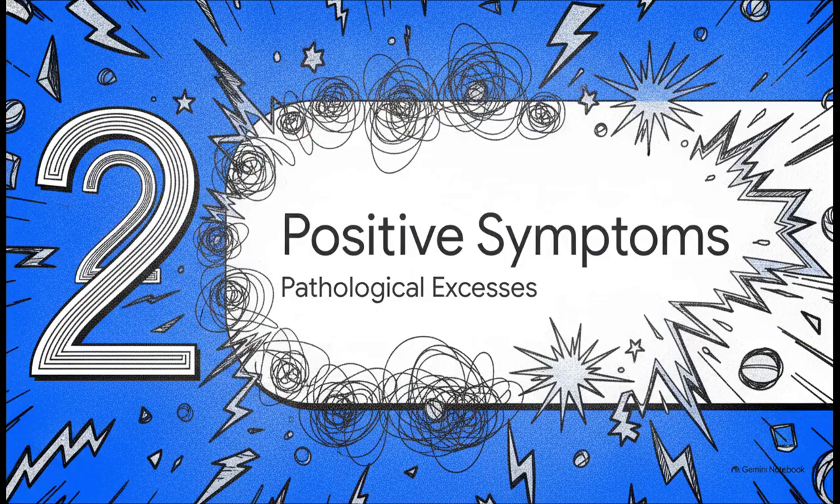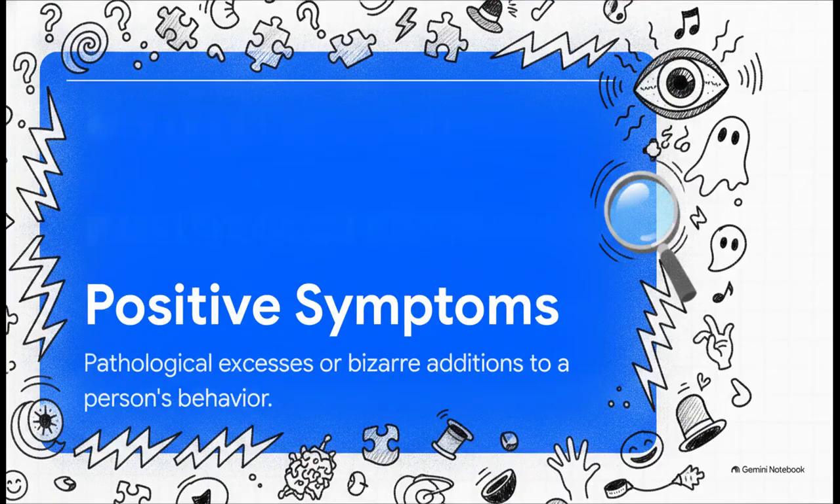Section 2. Positive symptoms. Pathological excesses. So, as we just mentioned, positive symptoms are the additions. Things like delusions, disorganized thinking, hallucinations, and inappropriate affect. These are active distortions of reality. We're talking about a mind that is literally creating things that aren't there. It completely floods the individual with excess sensory and cognitive inputs that they just cannot control. It's a massive, overwhelming addition to their conscious experience.